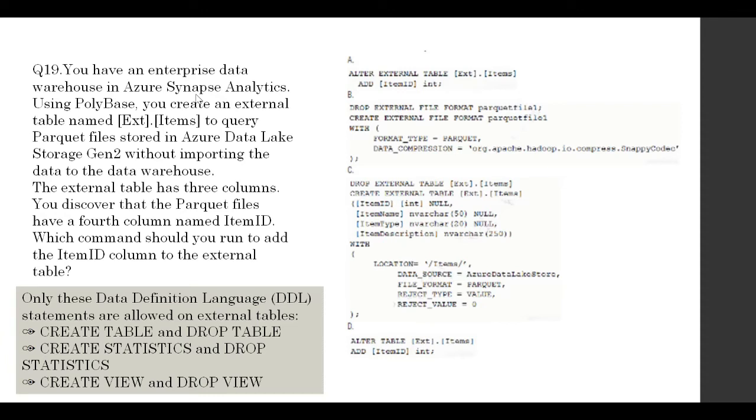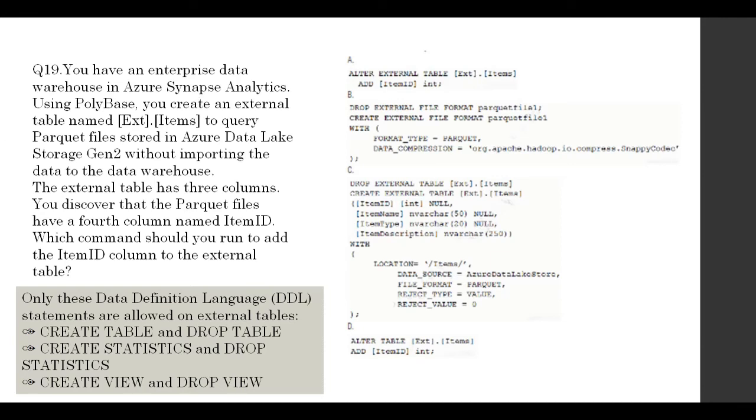So here I prefer the C option, because we have this drop and create, because only these data definition language statements are allowed on external tables. Whenever you choose external tables, we can choose only drop and create. So here: create table and drop table, create statistics and drop statistics, create view and drop view. So create and drop is mandatory over here.